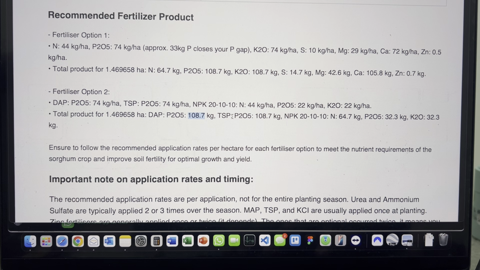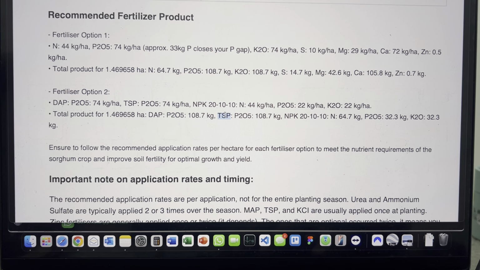For TSP it is the same thing. TSP contains about 46% phosphate, the same as DAP. The difference between DAP and TSP is that DAP also contains some nitrogen in the form of ammonium. Now, some companies might have a slightly different composition, but generally you will have about the same phosphate in TSP and in DAP. In some cases, it can be less. So always look at the bag to know how much of the phosphate is in the product.